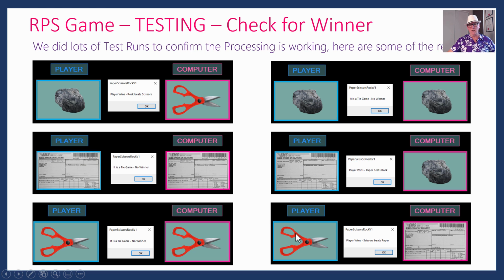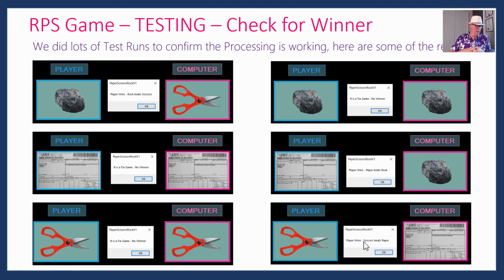Here, the player's going to win because the scissors can go across and chop up all that paper and destroy it. Cut the paper to shreds. So the player has won that most convincingly. All right, so that all seems to be working. The check for winner with message boxes all seems to be working. And I think that's actually the end of this stage, stage 2.